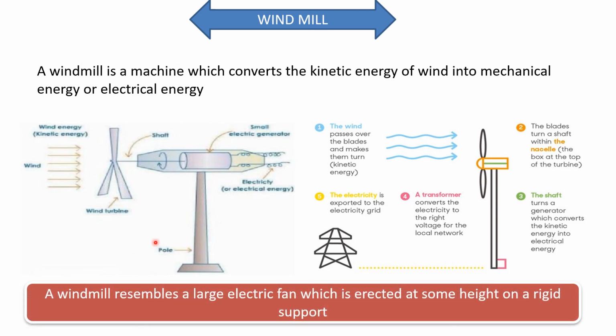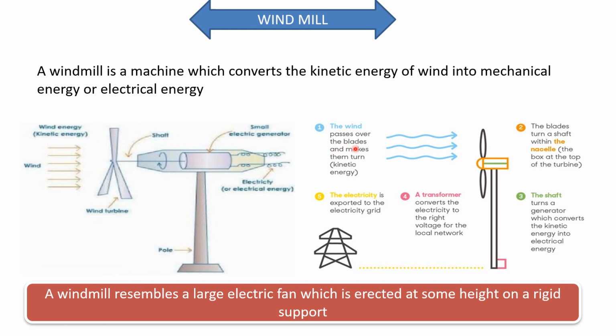So if you can see this windmill, it resembles a large fan-like structure which is erected over some pole or at some height on a support, right? So see, what is happening here? This is the windmill, its fan. Wind energy strikes here, and there we have a generator. This is basically the working of a windmill.